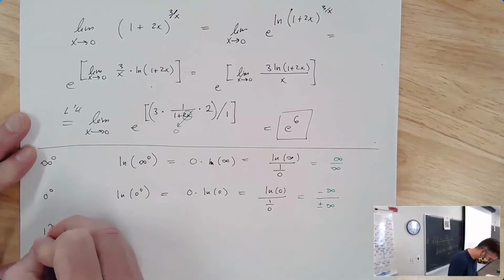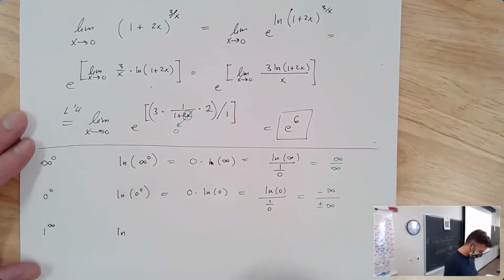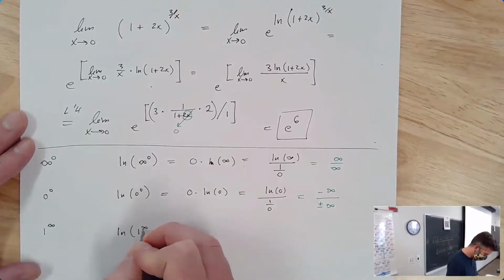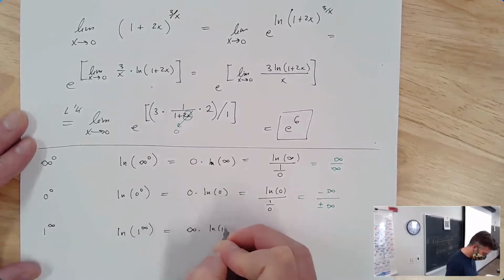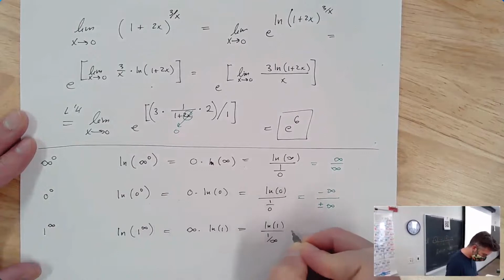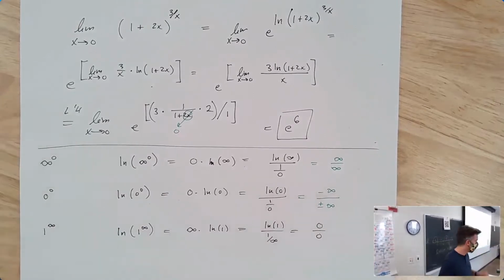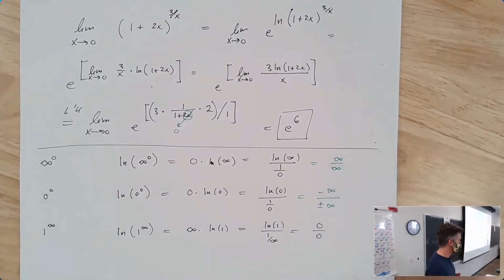Finally, 1 to the infinity is a form where the natural log of that is going to be infinity times natural log of 1, which is natural log of 1 over infinity, which is a 0 over 0 type. So that's why these 3 types, when you take the natural log of them, you can use L'Hopital's rule because they all end up being either infinity over infinity or 0 over 0.